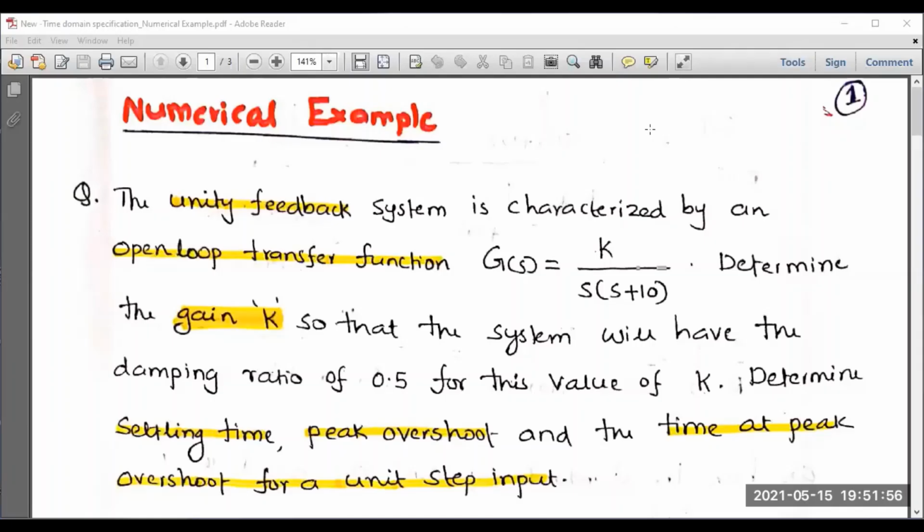Hello everyone. In this video, I'll be discussing a numerical example related to time domain specification.